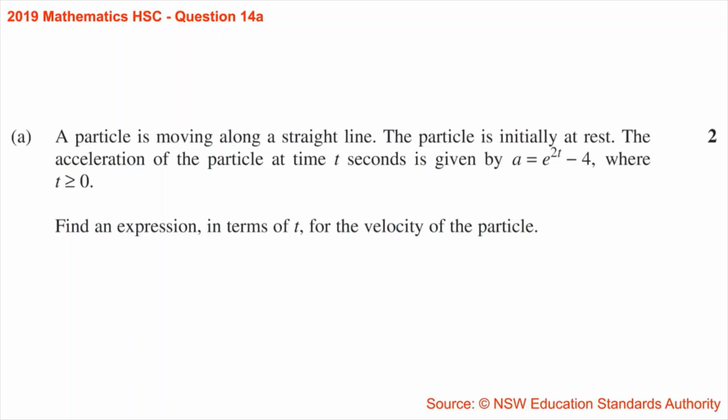Question 14a. A particle is moving along a straight line. The particle is initially at rest. The acceleration of the particle at time t seconds is given by a equals e to the power of 2t minus 4, where t is greater than or equal to 0. Find an expression in terms of t for the velocity of the particle.